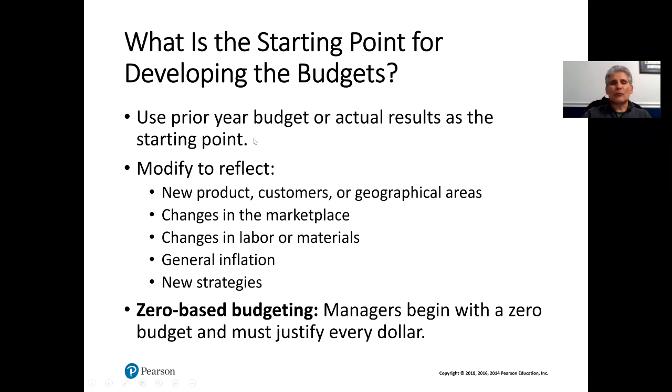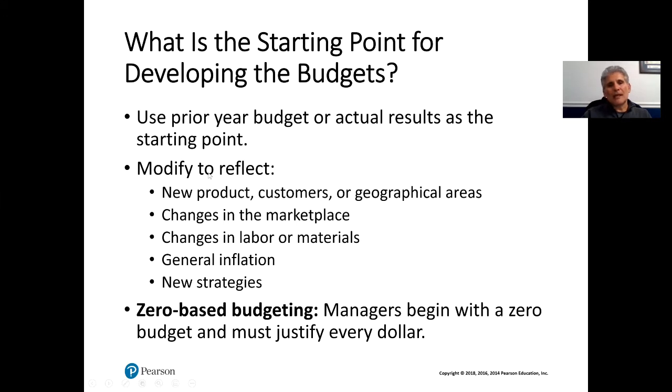One way is to use prior year budgets or actual results as the starting point. This is very common. It's the easiest way to go. You look at what you did last year and say, okay, since we spent $100,000 on wages, as an example, and we're figuring that we're going to go up by 10%, we'll just add 10% to what we spent last year. And that works. In many cases, it's a good guideline.